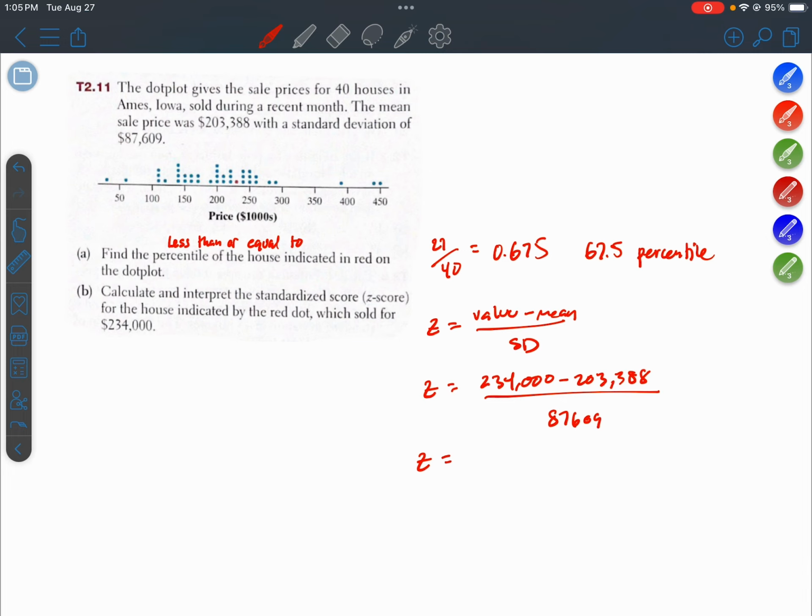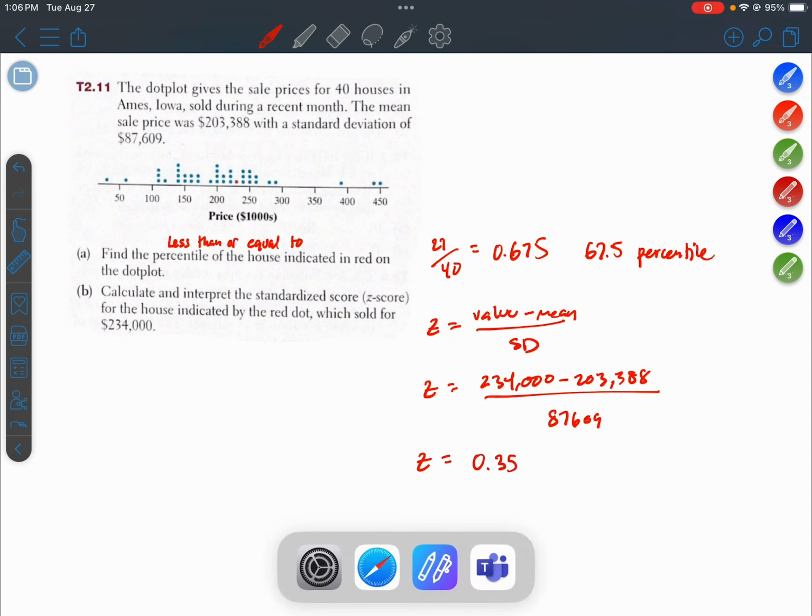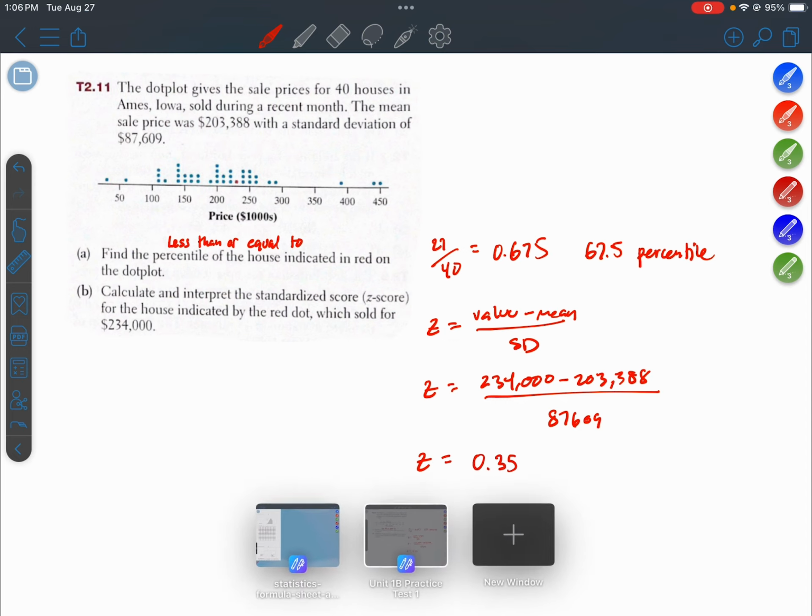234,000 minus 203,388 divided by 87,609. Okay, so the value I got, and I'm going to round this to the nearest hundredth, is 0.35. Okay. So a z-score basically measures how far a value is from the mean in terms of standard deviations. Okay, so the interpretation, actually let's see if we can pull it up here.